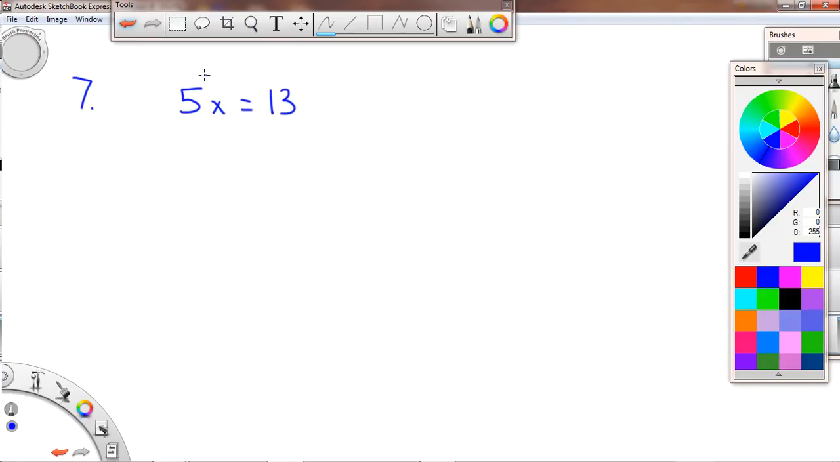Okay, now what we're going to do here is we're going to work in reverse. If 5 times a number equals 13, then 13 divided by 5 equals that number. Okay, we just worked in reverse.